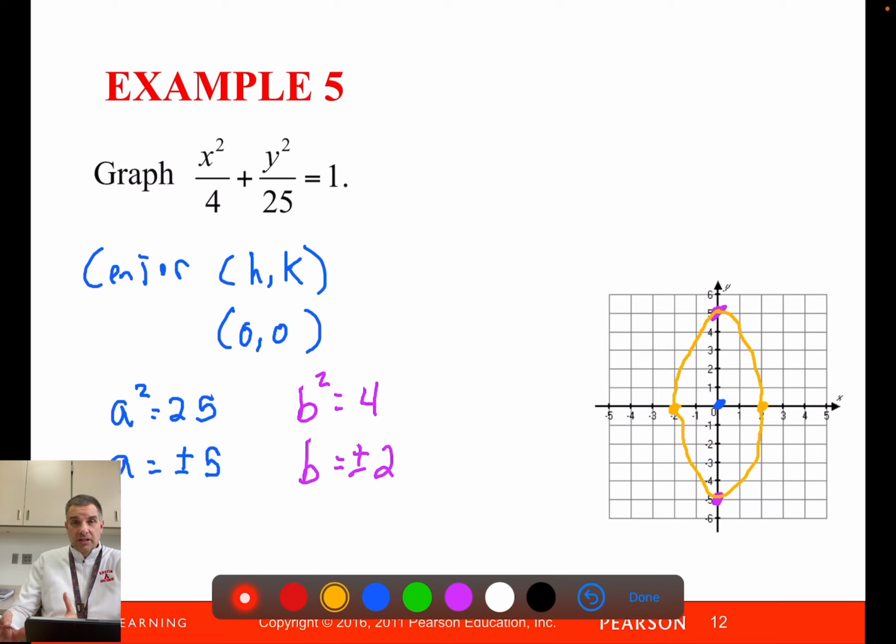And we always want them in this form. They always have to be in the form x squared over a squared plus y squared over b squared equals 1. They always have to equal 1. They always have to be in those different types of forms. So there's the first one.